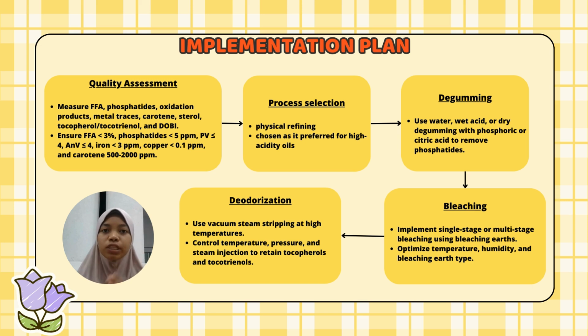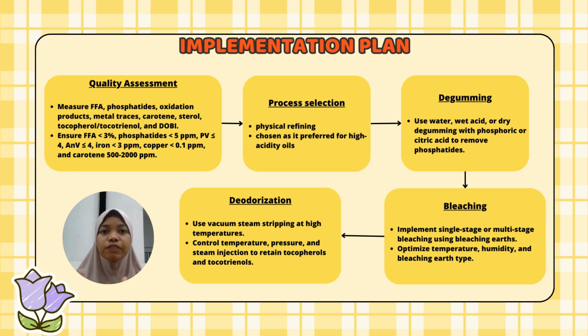Then we move to the next step, which is the process selection. In this process selection, the refining process has two types, which are physical refining and chemical refining. But to get quality cooking oil, we have to choose physical refining because it is preferred for high acidity oils. So we move to the next step when we choose the physical refining process.